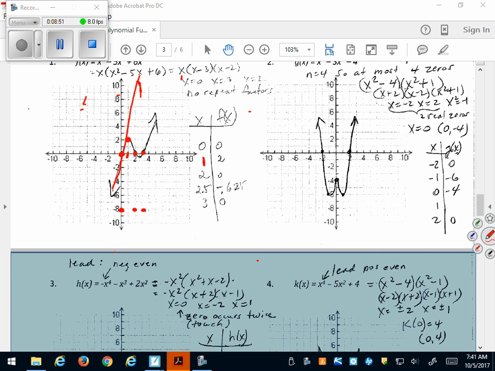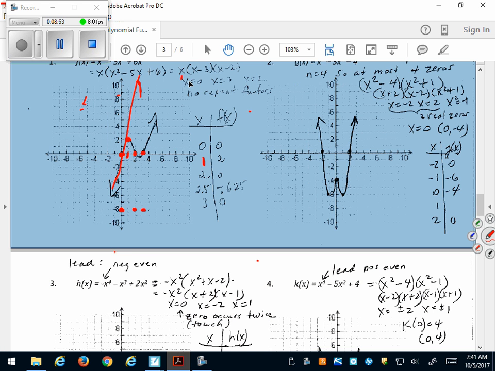So this is 1 times 1 minus 3 is negative 2. And 1 minus 2. We do that out, we get 2. So we know the point 1, 2 is on this graph. That gives us that bump in between the 2 zeros. That makes sense? Okay?